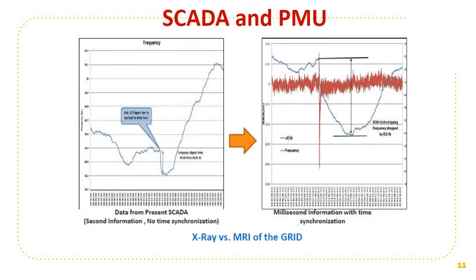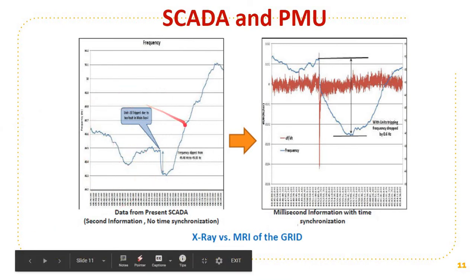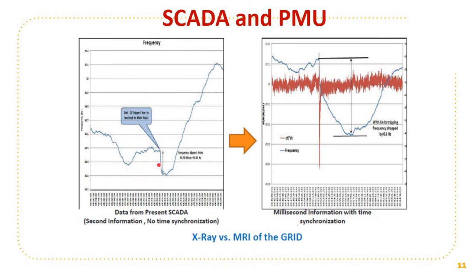We can compare SCADA and PMU with an X-ray and an MRI. You can see the data from a SCADA. The information comes every second with no time synchronization, whereas in a PMU the data we get every millisecond with time synchronization. So here we get a very detailed picture of the dynamic variations.